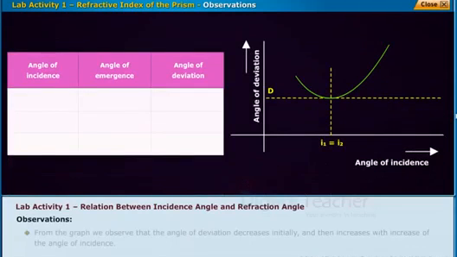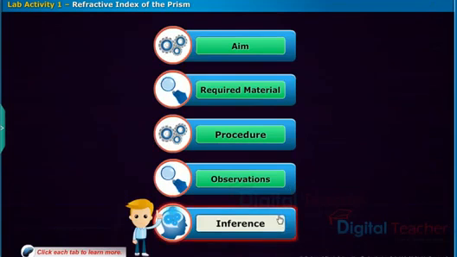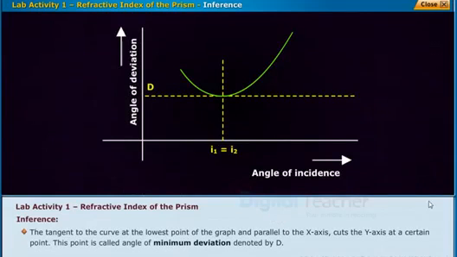From the graph, we observe that the angle of deviation decreases initially and then increases with increase of the angle of incidence. The tangent to the curve at the lowest point of the graph and parallel to the x-axis cuts the y-axis at a certain point. This point is called angle of minimum deviation, denoted by D.